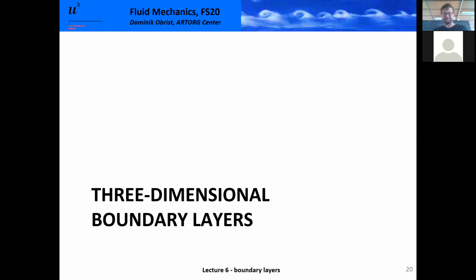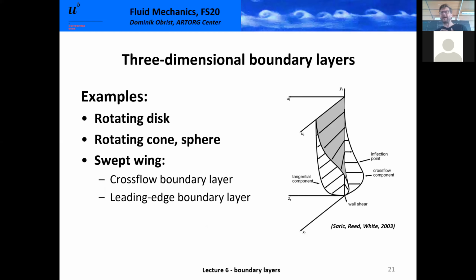In a two-dimensional plane. Now, this is not always the case, or actually it's very often not the case in reality. In reality, very often we have three-dimensional boundary layers. What happens is that the velocity profile is rotating as we go away from the wall.